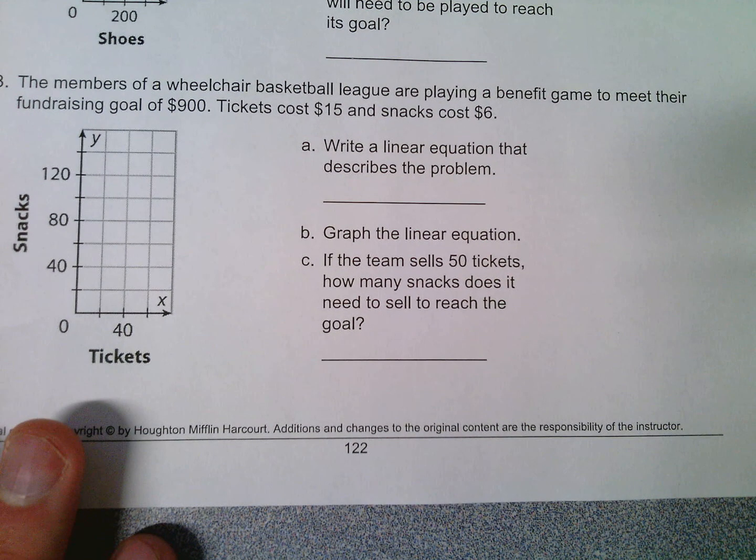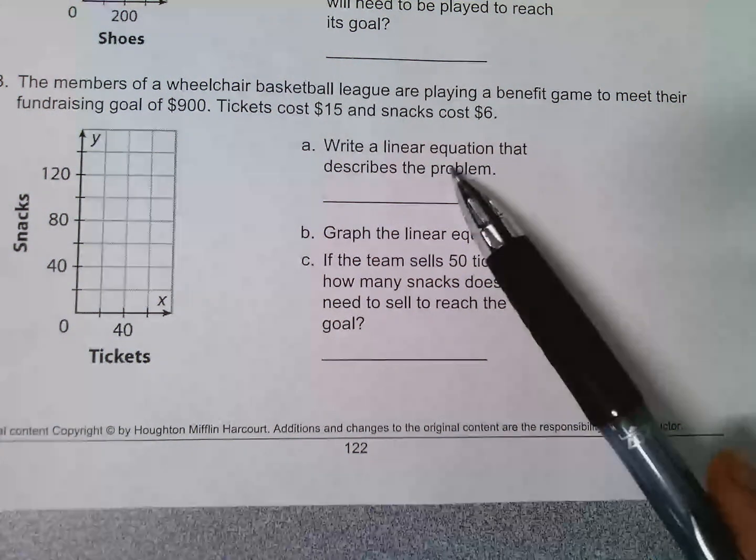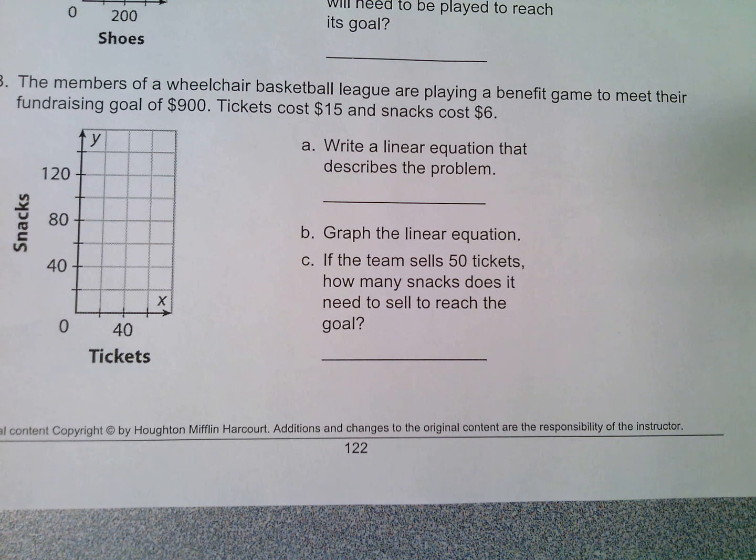In this problem, we need to decide if we're going to use standard or slope-intercept form. And then we need to write an equation to describe the problem. Let's remember our procedure for doing this. We are going to start by analyzing the information, then make a plan, and then write an equation for it. So let's look at some of the information we're given.